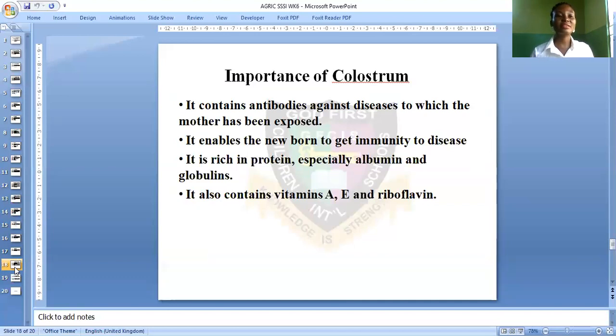The other term is lactation, the period of releasing milk. And then we discussed colostrum, which is the first milk produced after birth, and also the importance of the colostrum. It contains antibodies that fight against diseases, gives the newborn immunity, is rich in protein, and also contains vitamin A, E, and riboflavin. With this, we've come to the end of the class.